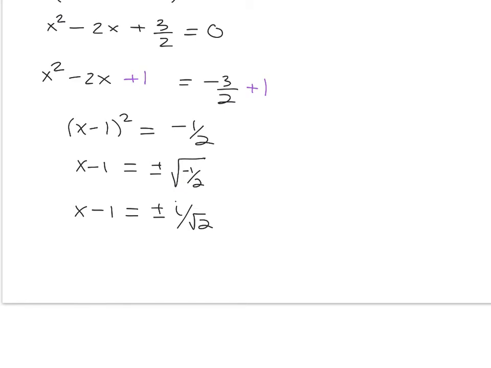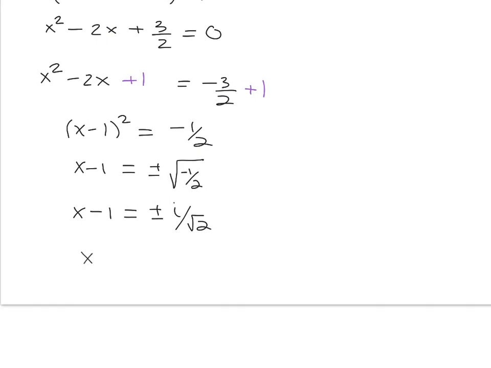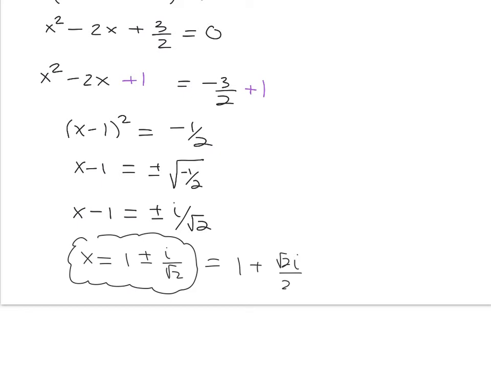And then what's your final answer? x equals 1 plus or minus i over root 2. Daniel did one more step, he also rationalized the denominator, which probably is a good thing to do. I think that's okay, but some people feel very strongly about rationalized denominators, and Alex might feel that way too. So you multiply the second thing by root 2 over root 2, and you get 1 plus or minus root 2 i over 2. It's the equivalent.